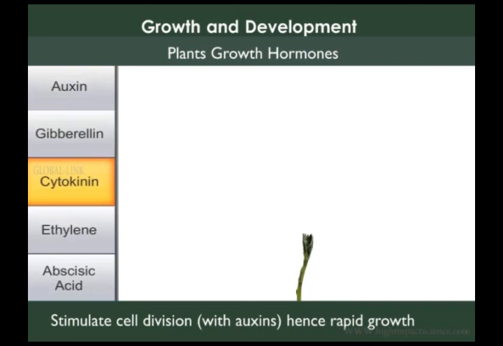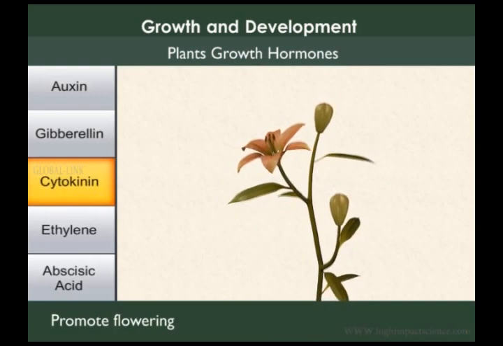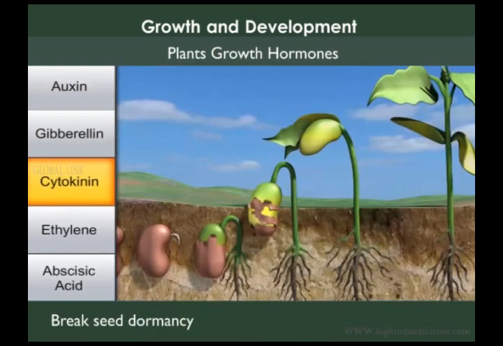Together with auxins, cytokinins stimulate cell division and therefore bring about rapid growth of roots, leaves, and buds. They promote flowering and breaking seed dormancy.